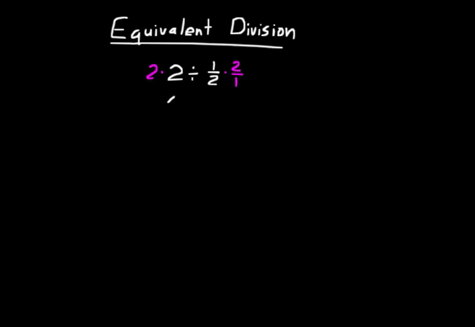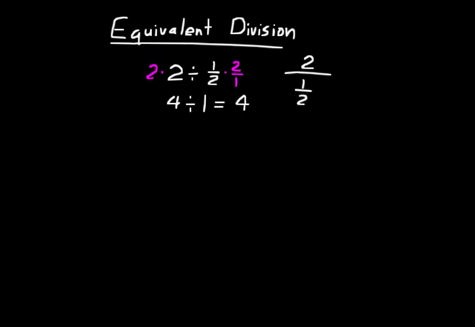Wouldn't you just have 4 divided by 2 over 2, or 4 divided by 1? That's a whole lot easier to think about. That's 4. But that's an equivalent division problem. Think about it like this. Remember, you can always write a fraction as a division problem, or you can write a division problem as a fraction. So you could say 2 over 1/2.